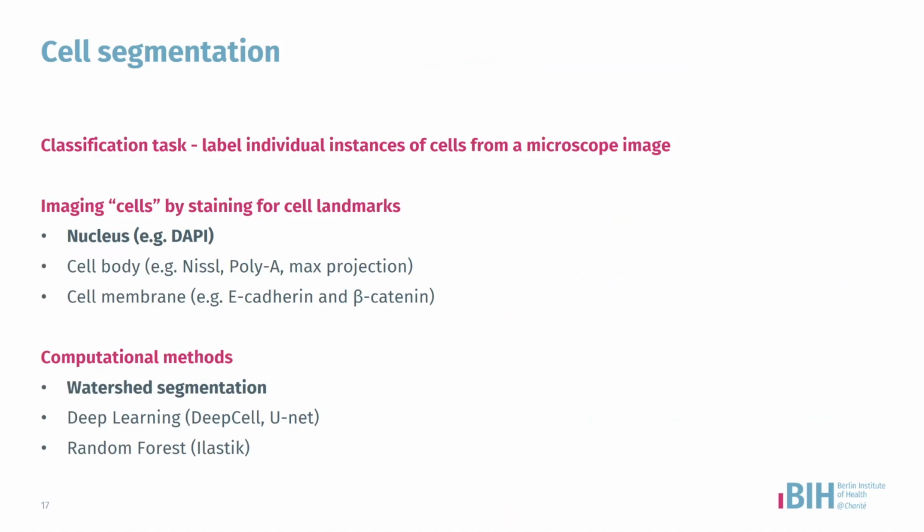So that first step in that process is cell segmentation. This is essentially a classification task, where you would label individual instances of cells from a microscope image. In particular, this can be broken down into two steps. The first step would be imaging a particular cell landmark, and the second step would be to adopt a computational method to identify where the cell locations are based on that particular stain.